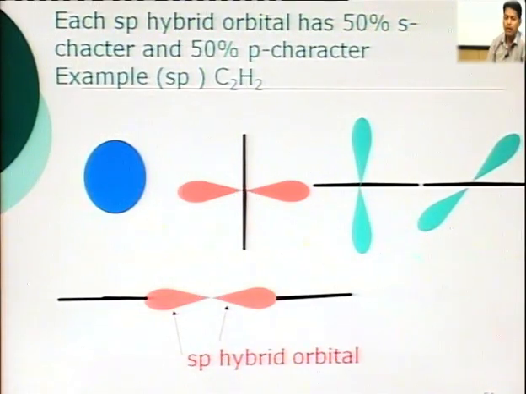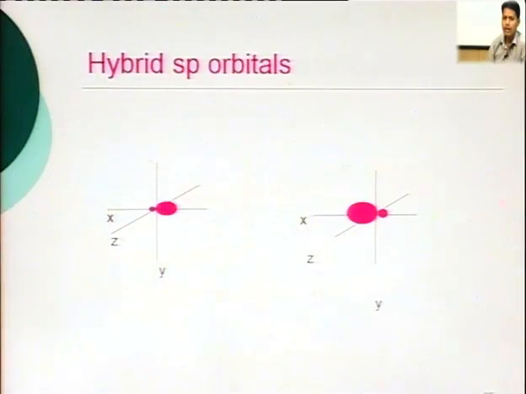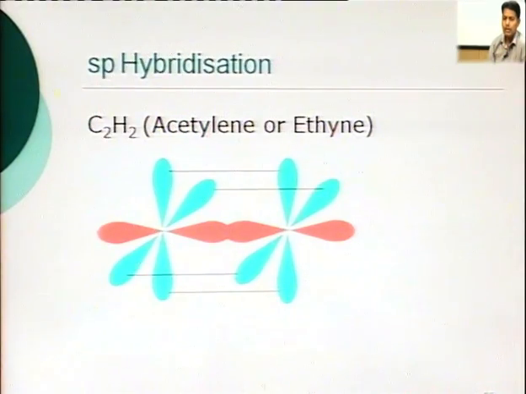Each sp hybrid orbital has 50% s character and 50% p character. So, here one s and one p orbital are intermixing. The intermixed hybrid orbital is called sp hybridization. The other 2 orbitals shown are unhybrid. Here is one sp orbital of one carbon and an sp orbital of another carbon. So, the example is acetylene, or ethyne.